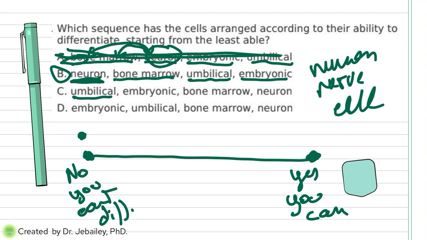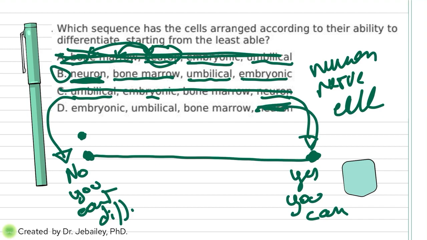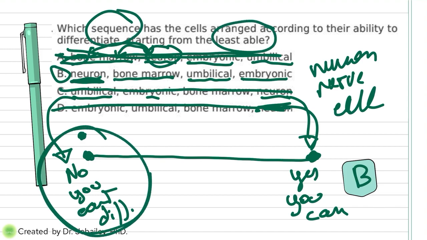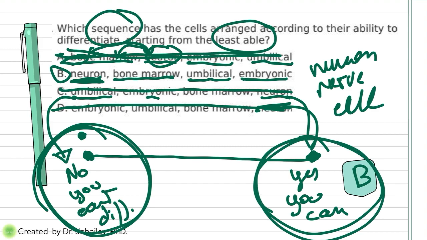Here, umbilical. Umbilical has stem cells. If you put it up here, it says, no, you cannot differentiate. That's not true. Umbilical has stem cells. It can differentiate. And then it says the least embryonic will be the next one. Neuron, if you put it here, you're basically saying that the nerve can differentiate. No, that's not true. C is out of the way. That means D is also out because, again, it's saying the neuron here. So the only answer you have is B. Because, again, it says to do the sequence, and it tells you from the least able. So you're going from the one that least can differentiate to the one that can actually differentiate. So neuron cannot differentiate, but the embryonic can.